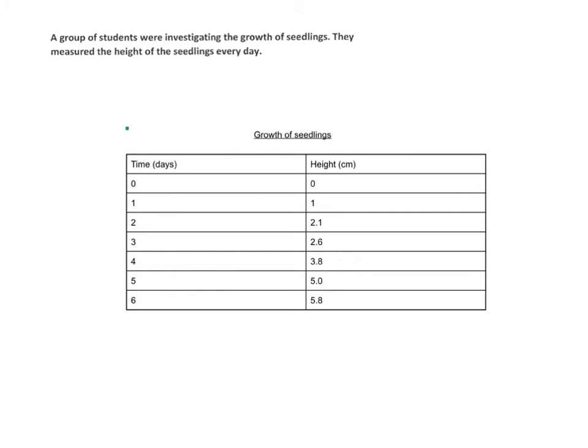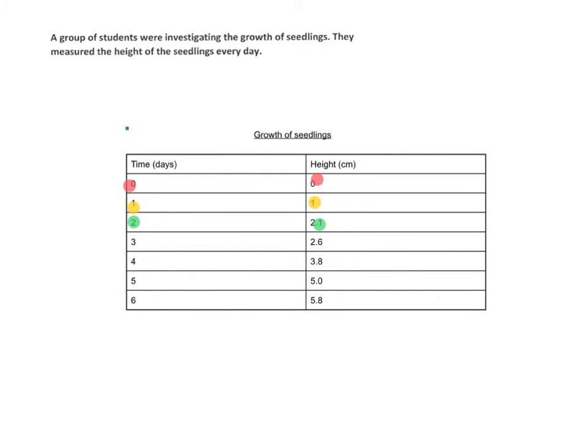And here's the table that they made. On day 0, it was 0 centimeters tall. On day 1, it was 1 centimeter tall. These are our coordinates. 0 goes with 0 for the first point, and 1 goes with 1 for the second point. On day 2, its height was 2.1 centimeters. So on your number line, that's going to be just a little bit higher than 2.